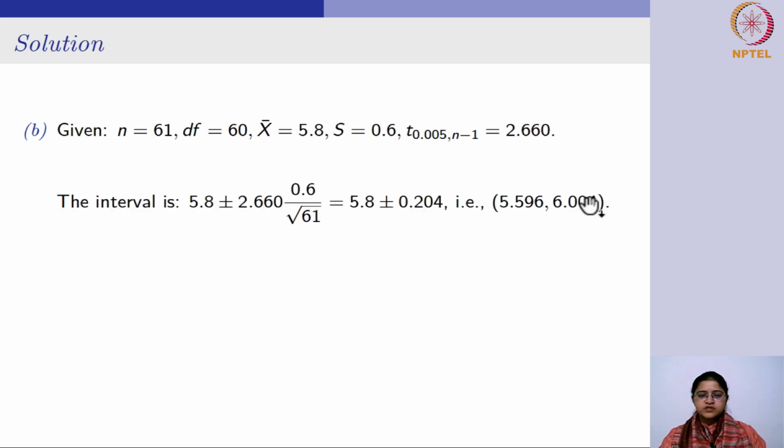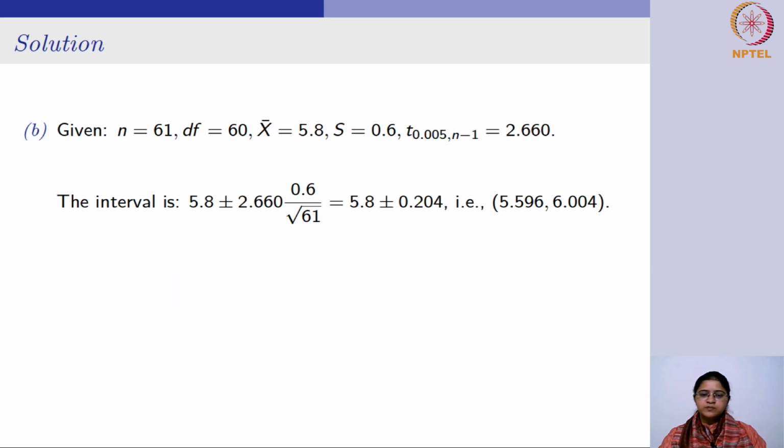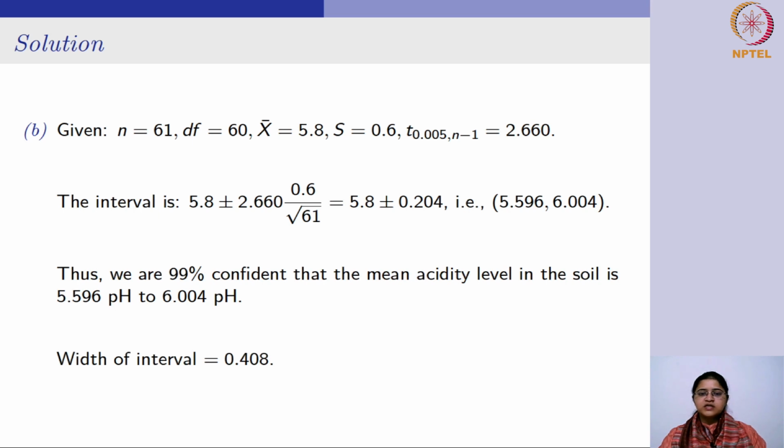Again we perform the same steps. We are simply substituting the values, and what you obtain over here is this interval. So you are 99% confident that the mean acidity level in the soil is between these two. The width of the interval in this case comes out as 0.408. In the previous case, it was 0.308. So you see that as you increase the confidence level, the width of the interval increases, going from 95% to 99%.